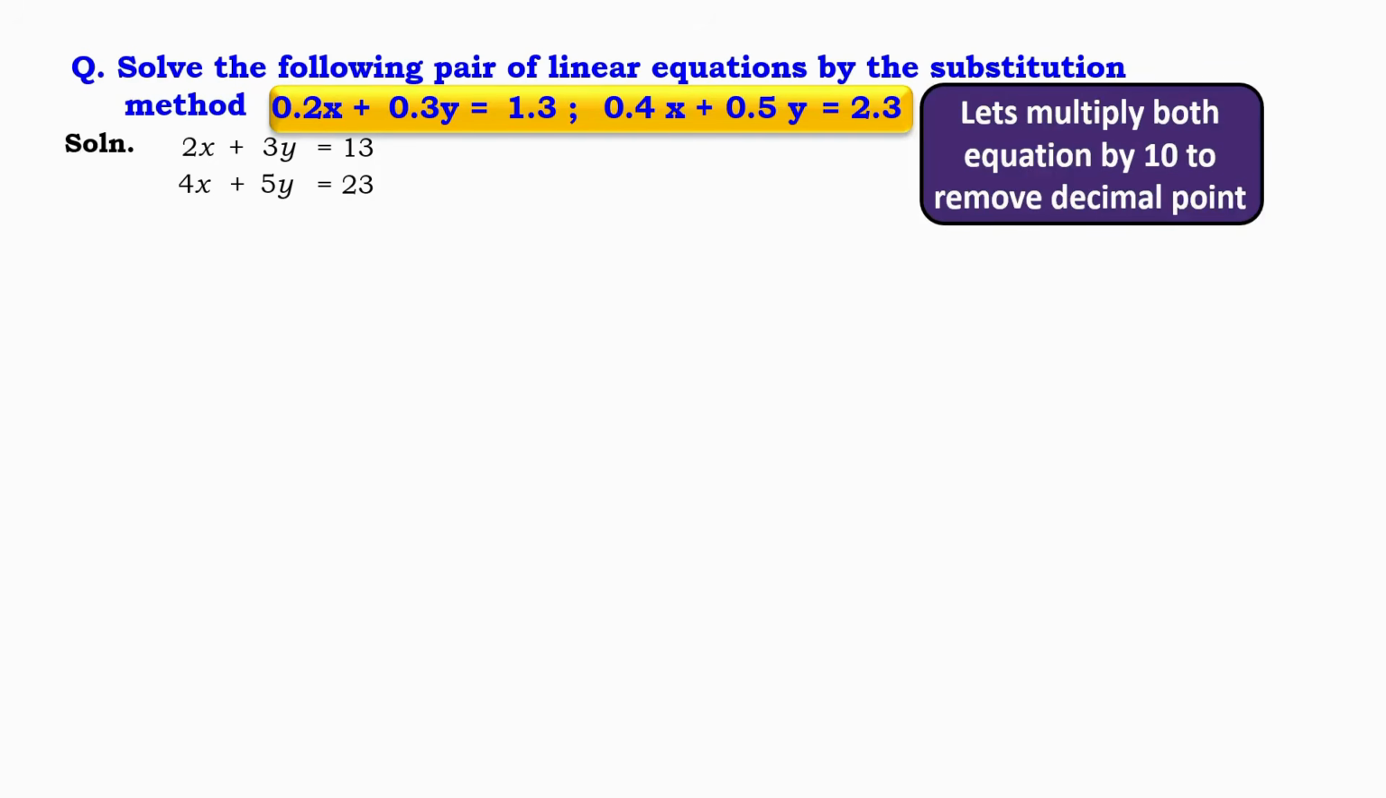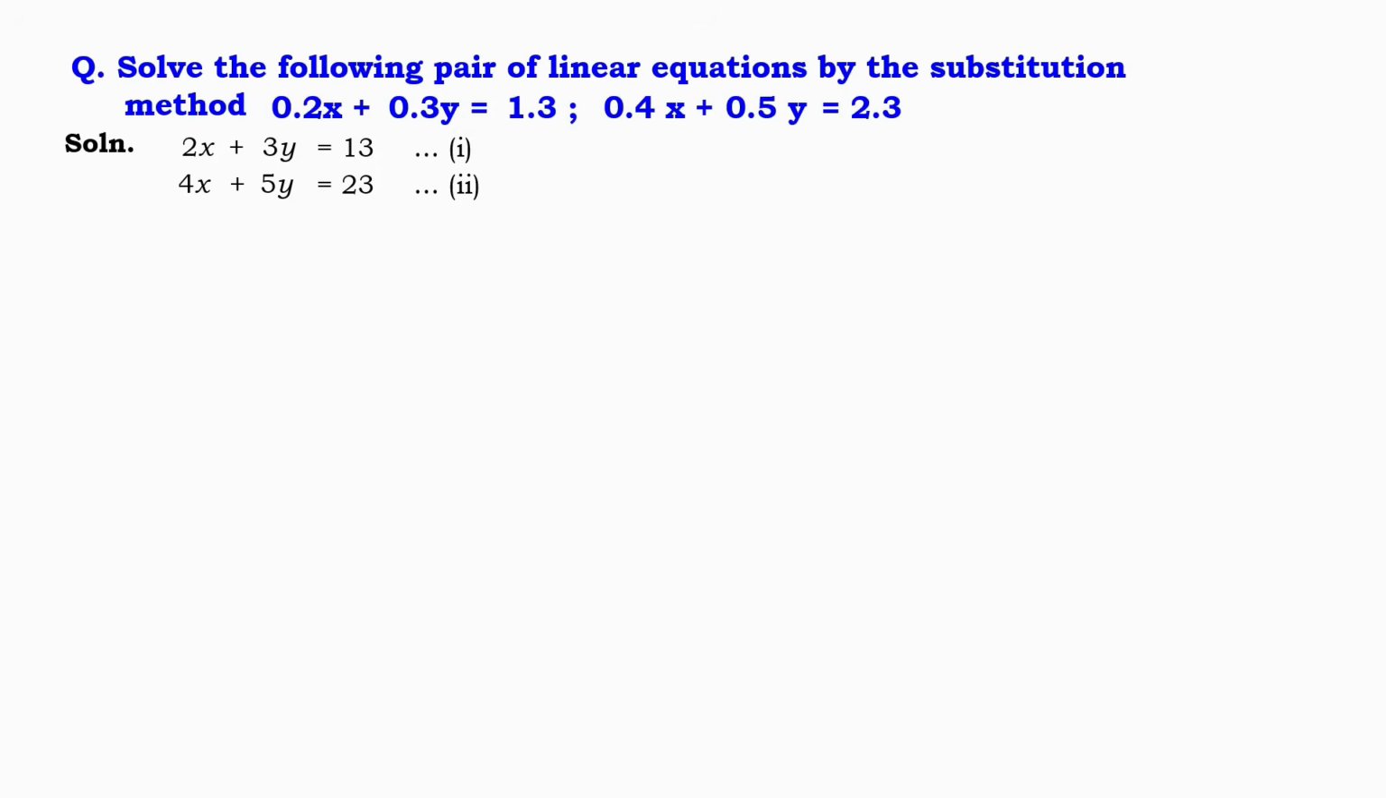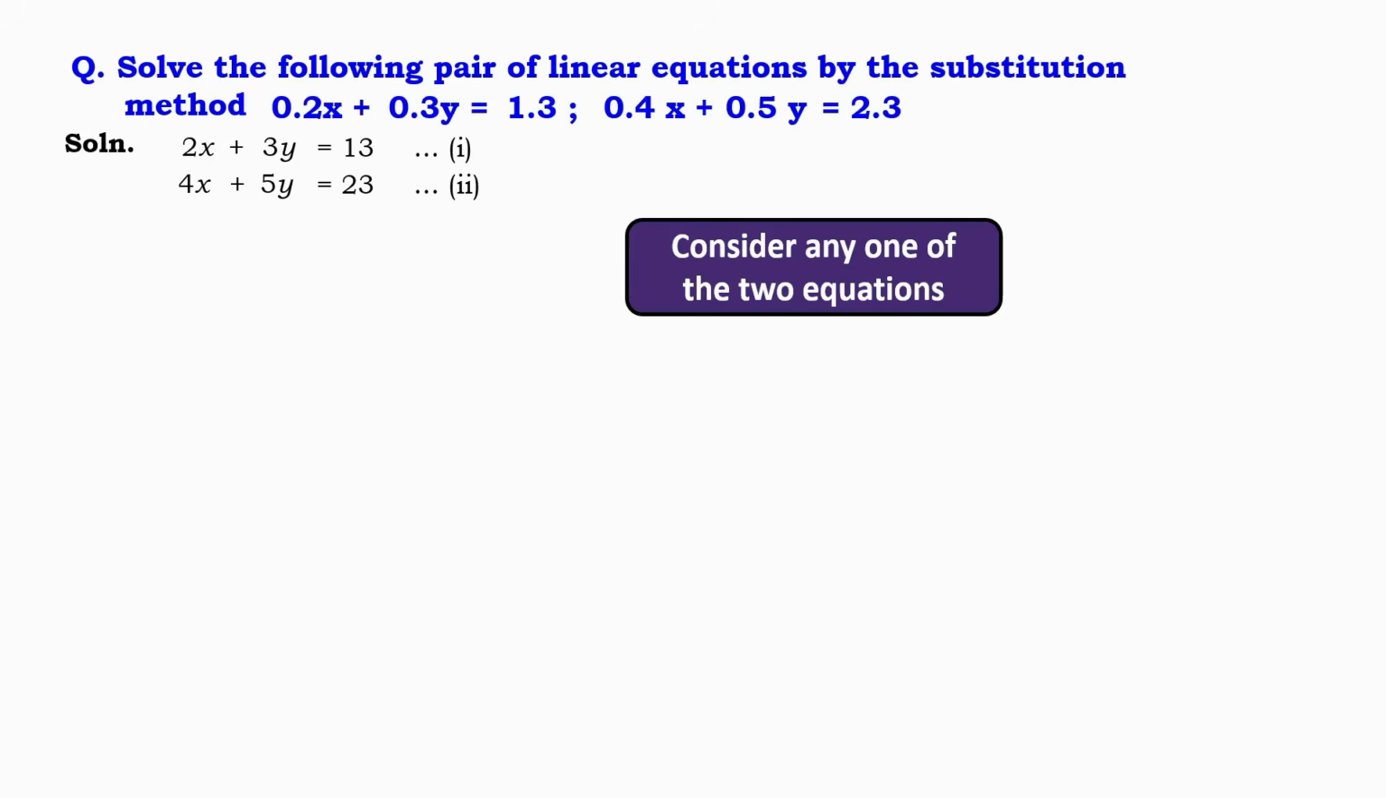After multiplying the first equation by 10, we get 2x plus 3y equals 13. Let us call this equation 1. After multiplying the second equation by 10, we get 4x plus 5y equals 23. Let us call this equation 2.